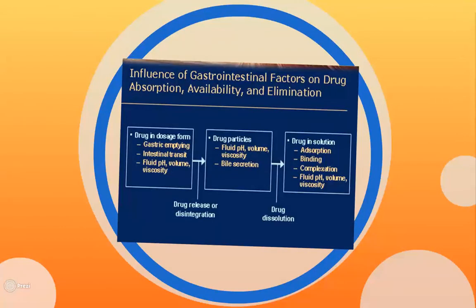So the GI system has a lot of impact on drug absorption, availability, and elimination. Again, this is another way to think about how the GI system impacts all of those areas, from gastric emptying and intestinal motility, and even just the pH of the blood and the viscosity.